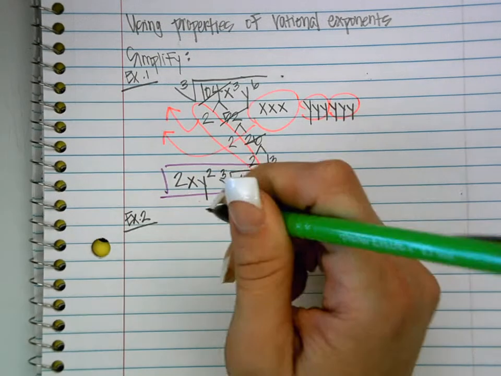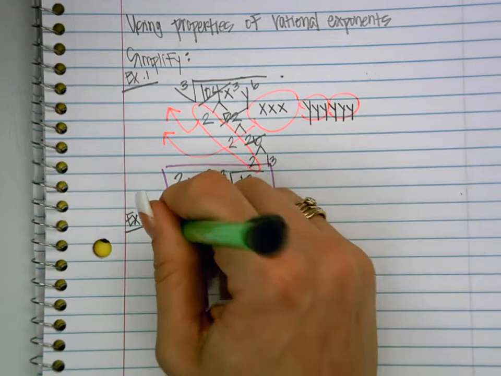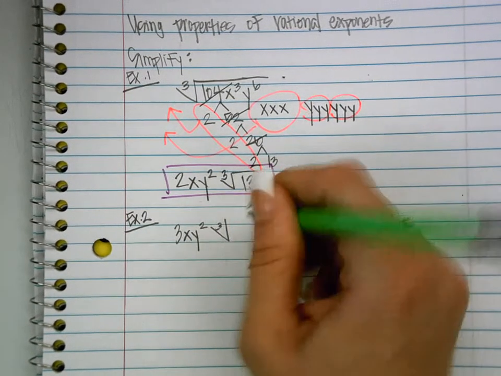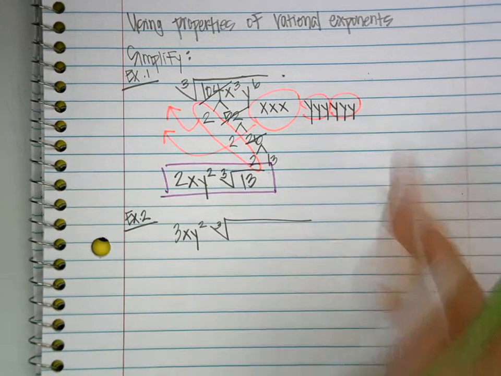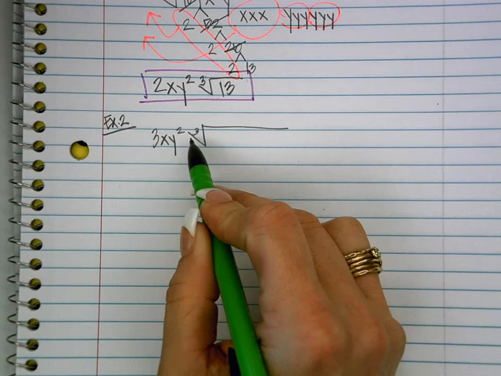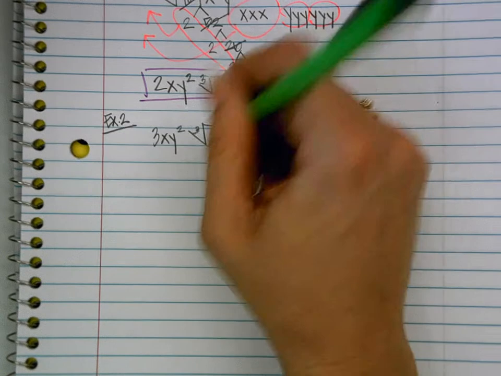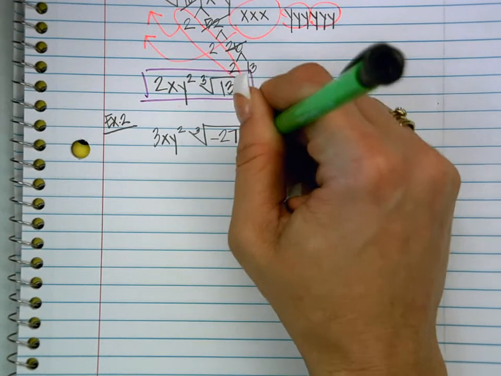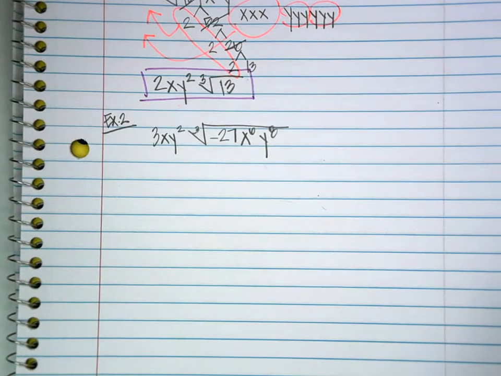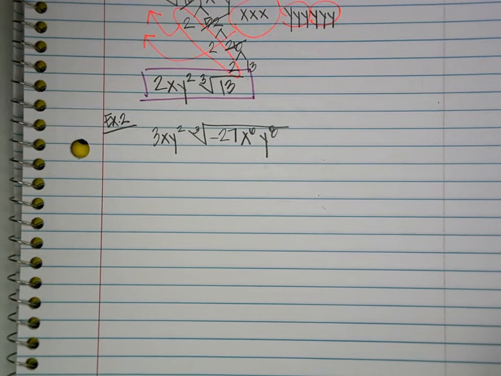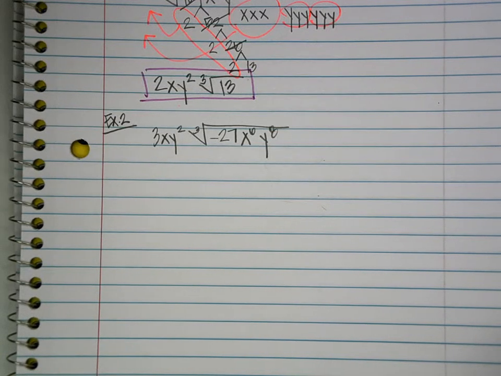Example 2. I want you to simplify 3xy squared times the cube root of negative 27 x to the 6th y to the 8th. Those of you with some handwriting issues, be careful here. This 3 is in the root, not out front. This 3 is in the handle.